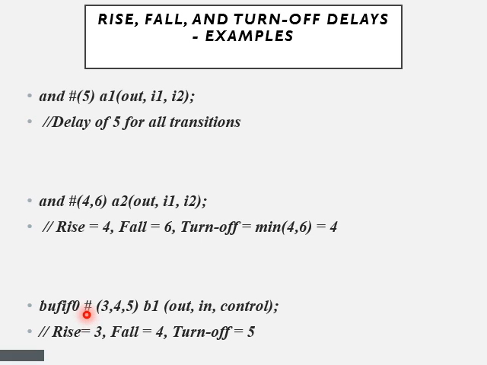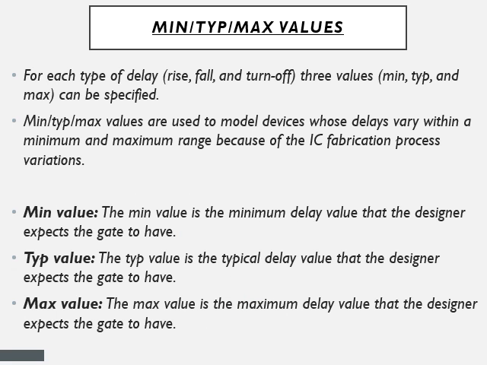Here we have specified hash 3, 4, 5 in brackets, meaning rise delay is 3, fall delay is 4, and turn off delay is 5. As you know, B1 is the instance label, and for buffers we first specify the output, then the list of inputs, that is input and next the control. For each of the delays that we have seen, that is the rise delay, fall delay and the turn off delay, three values can be specified, that is minimum value, typical value and maximum value.